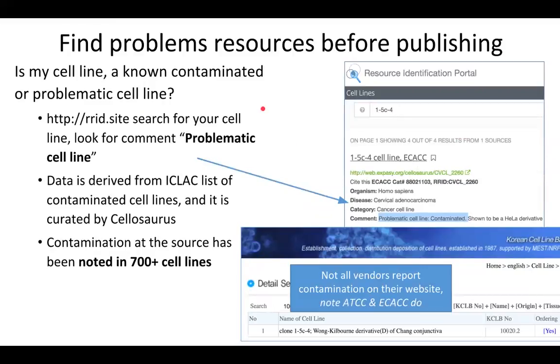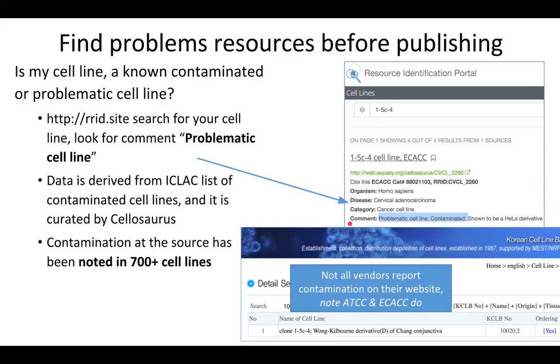And then when does this really become critical? There are not a lot of cases, but there are certainly some cases where there are problems that are already known, and some of those problems aren't necessarily reflected. So this is an example of a search for 1-5C-4. This is a cell line, and this cell line is actually known to be contaminated. That's known to be contaminated at the source. It's not a contamination in a particular lab. This contamination happened at the source. HeLa cells actually overgrew this particular cell line.